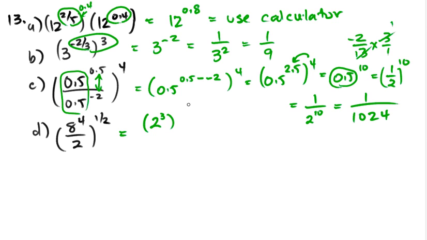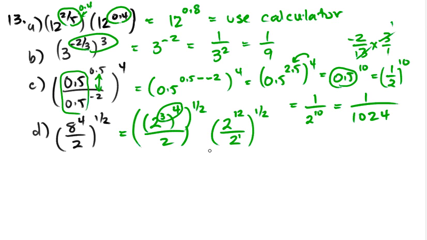So 8 is the same as 2 cubed to the fourth, and that's divided by 2, and 1/2. This becomes 12, so you get 2 to the 12 over 2 to the 1 to the 1/2. And that's equal to, subtract these exponents, 2 to the 11th to the 1/2, which is 2 to the 11 over 2, or 2 to the 5.5, and again, use your calculator to calculate that one.